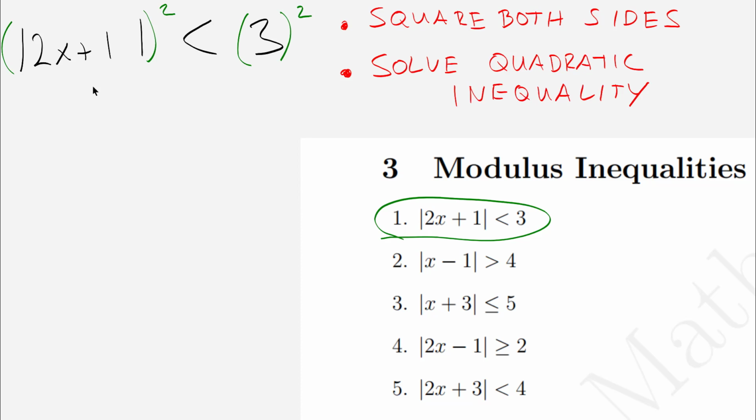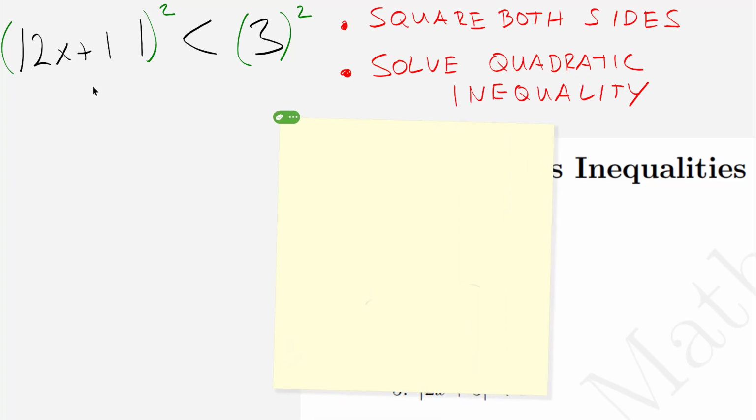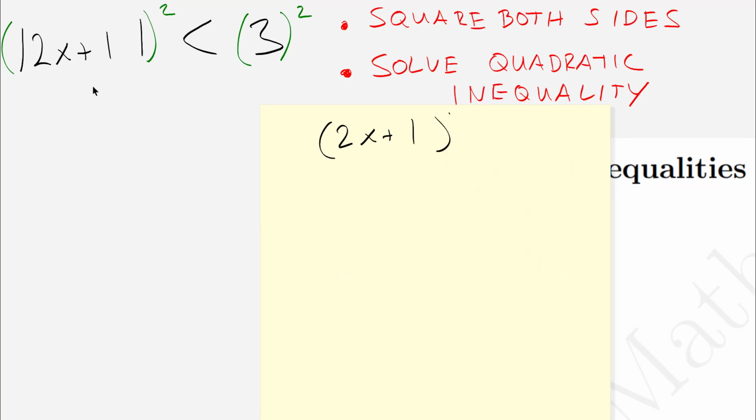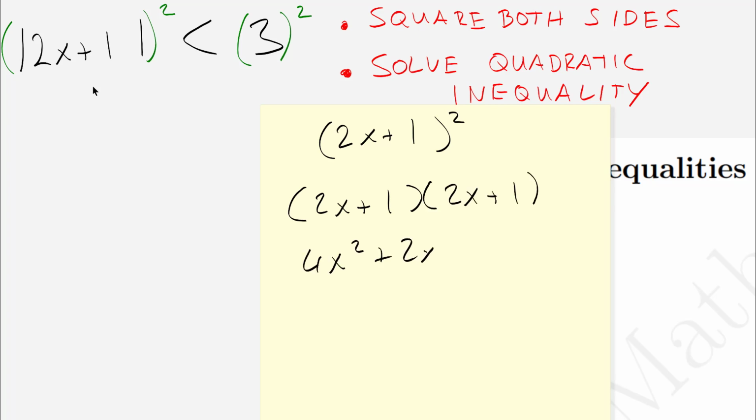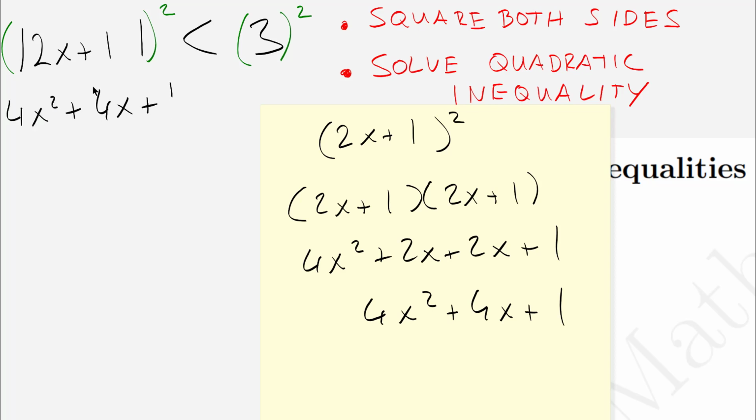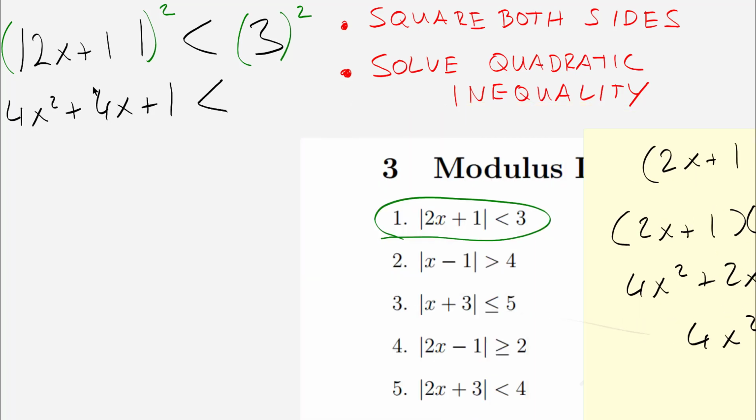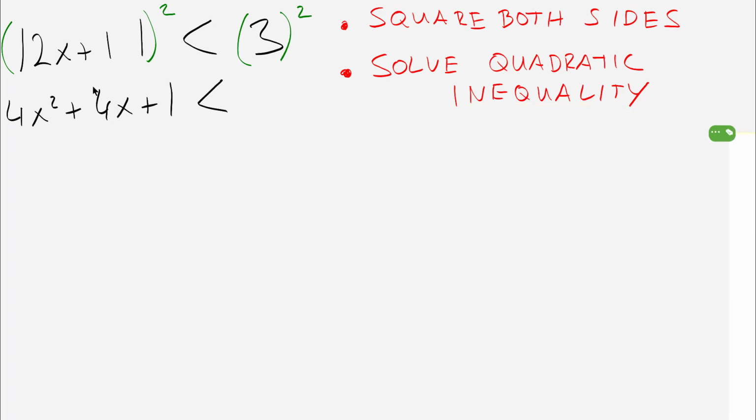Okay, so we just have to square each side out. Starting with the left hand side, let's go to our rough work just to make sure we do that correctly. So we've got 2x plus 1 squared. We know that means 2x plus 1 times 2x plus 1. So we've got 4x squared plus 2x plus 2x plus 1, which is 4x squared plus 4x plus 1. So the left hand side becomes 4x squared plus 4x plus 1 is less than, and then squaring the right hand side, 9.